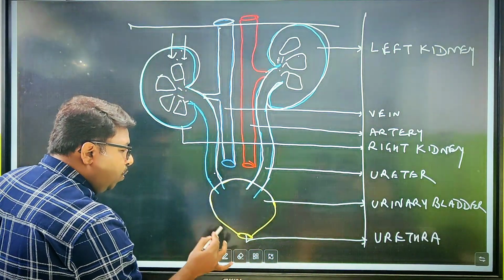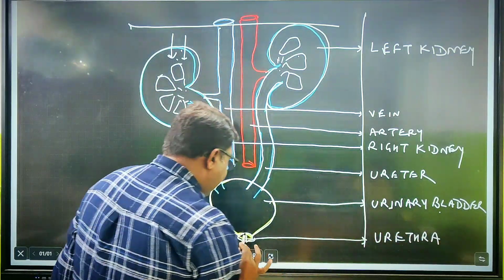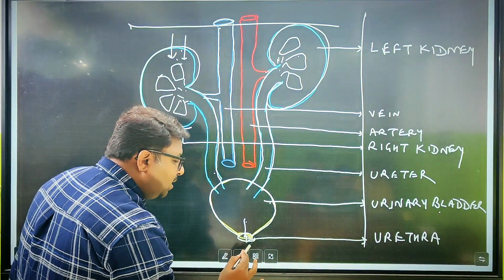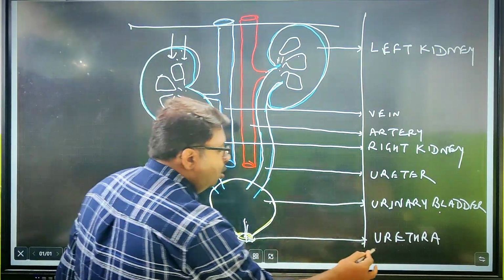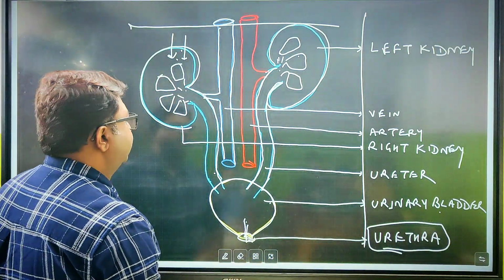Was there only one urinary bladder? Only one urinary bladder, and it opens with only one opening called urethra. Only one opening called urethra.